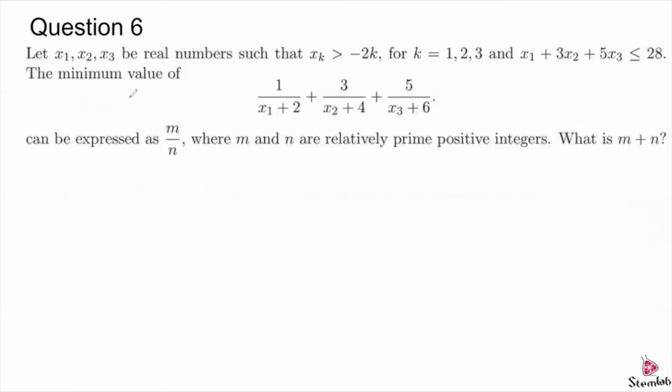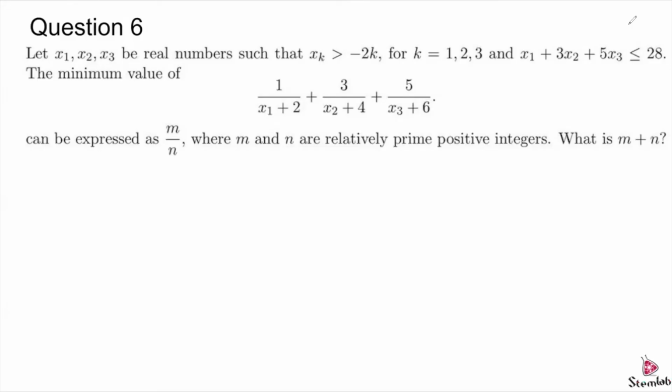Question number 6. Let x1, x2, x3 be real numbers such that x sub k is greater than negative 2k, for k equals 1, 2, and 3. And x sub 1 plus 3x sub 2 plus 5x sub 3 is less than or equal to 28. The minimum value of the fraction 1 over x sub 1 plus 2 plus the fraction 3 over x sub 2 plus 4 plus the fraction 5 over x sub 3 plus 6 can be expressed as m over n, where m and n are relatively prime positive integers. What is m plus n?